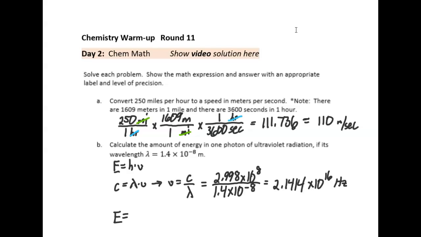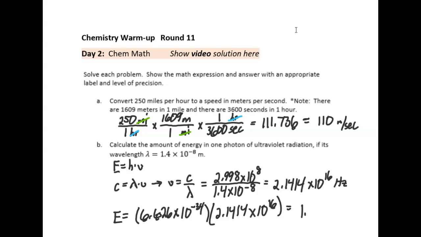In place of h, let's substitute Planck's constant. 6.626 times 10 to the negative 34 power. In place of nu, let's substitute our frequency. And multiply these two scientific notation numbers together on the calculator. The result is 1.4189 times 10 to the negative 17 power.